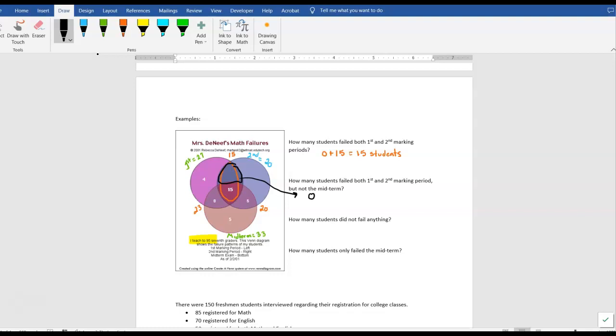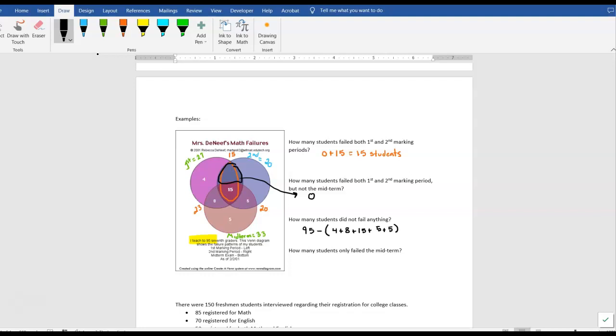How many students did not fail anything? Well, we need to find out. So we had a total of 95 students. So we have 95 students total minus however many failed. Now when we figure out how many failed, we're not adding any of these numbers out here. We're adding each individual region together. And so we have 4 plus, I'm not going to add the zeros here, so then 8 plus 15 plus 5 plus 5.